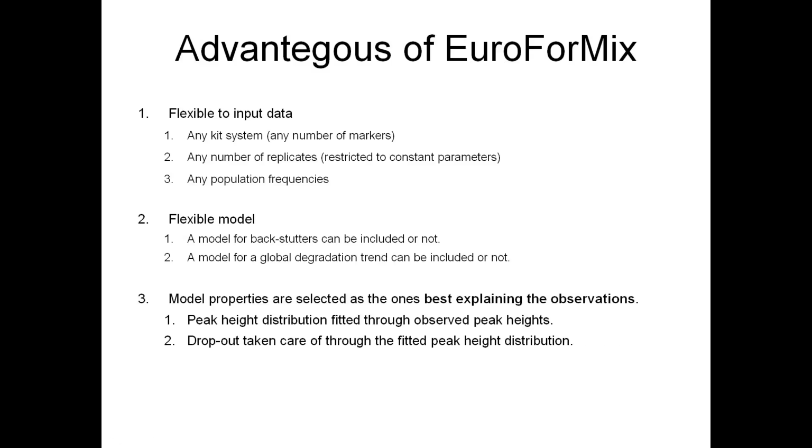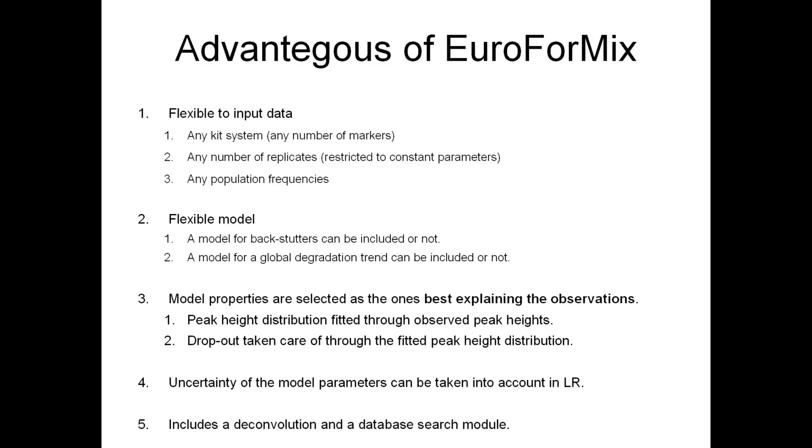And the model properties are selected to be the ones which are best explaining the observations. That is the maximum likelihood. This implies that the peak height distribution is fitted through the observed peak heights, and that the drop-in are taken care of through the fitted peak height distribution. Also, the uncertainty of the model parameters can be taken into account in LR. It also includes a deconvolution procedure and a database search procedure.